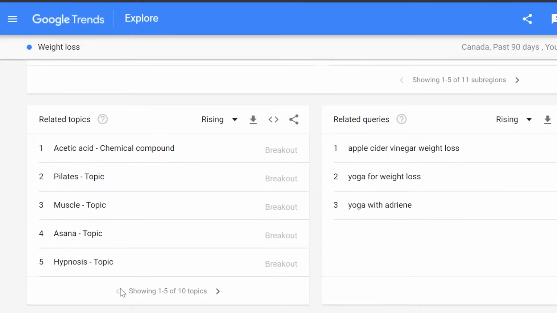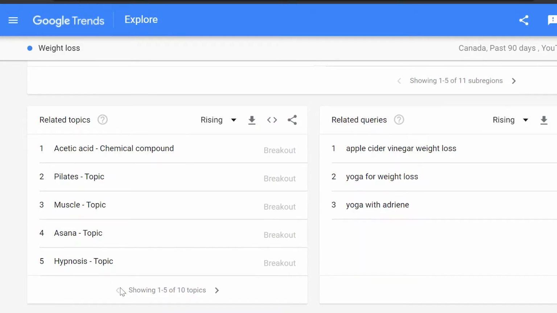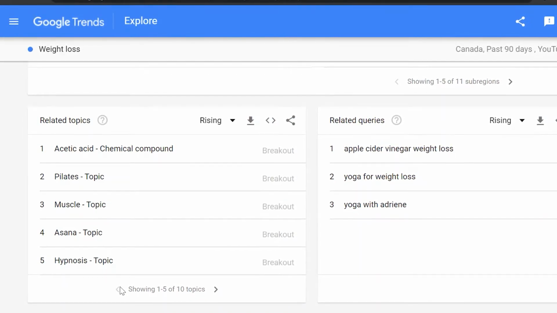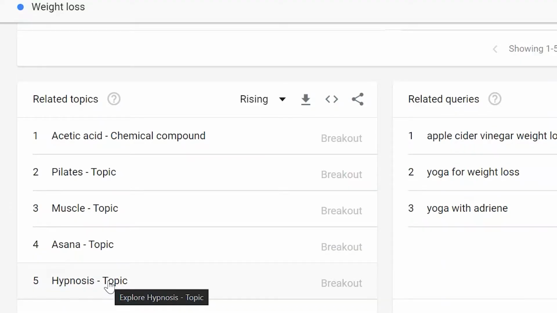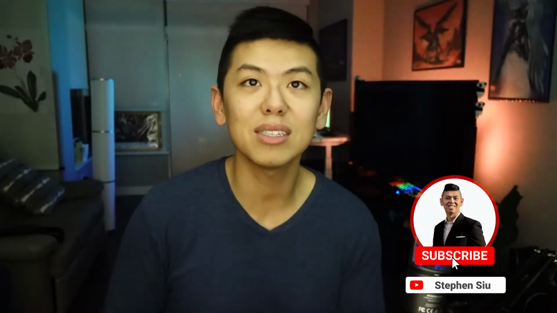Now, right away, my mind is already spinning. It's talking about Pilates for weight loss, Asana. I think, if I remember correctly, it's kind of health products. Hypnosis, that's kind of interesting. It says it's a breakout term, meaning that there are a lot of people looking at using hypnosis to actually find ways to lose weight, which if I didn't do those features, I never would have thought about.